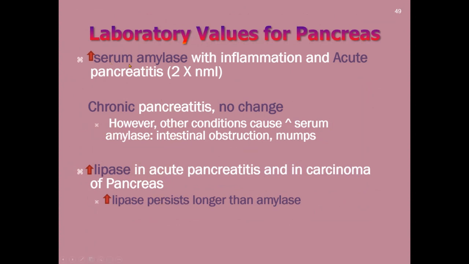So serum amylase, which means in the blood, with inflammation, it's increased. With inflammation and acute pancreatitis, your amylase will be 2 times the normal value. In chronic pancreatitis, it could be normal. There are other conditions that can cause an increase in serum amylase as well, such as intestinal obstruction and mumps.